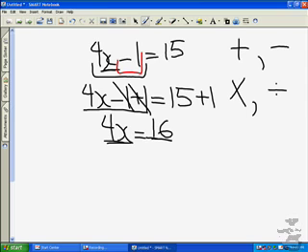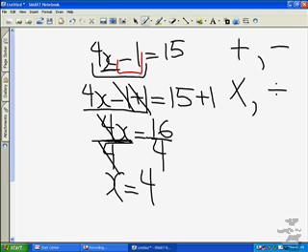So again, we ask ourselves, what is the opposite of multiplication? Well, we know it's division. So we're going to divide 4x by 4. What we do to one side, we also have to do to the other, so we're going to divide 16 by 4. These two 4's cancel each other out, so x is now left on its own. 16 divided by 4 is 4. So we now know that x equals 4.